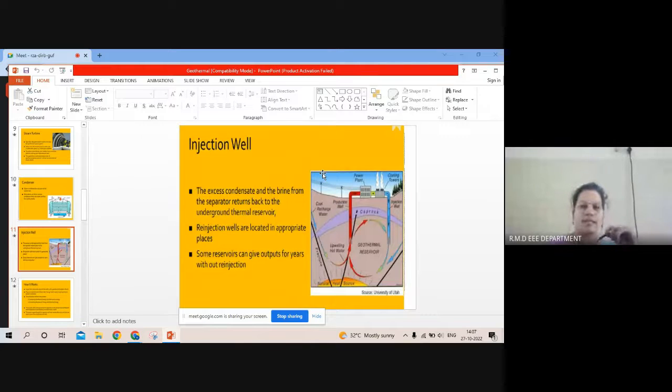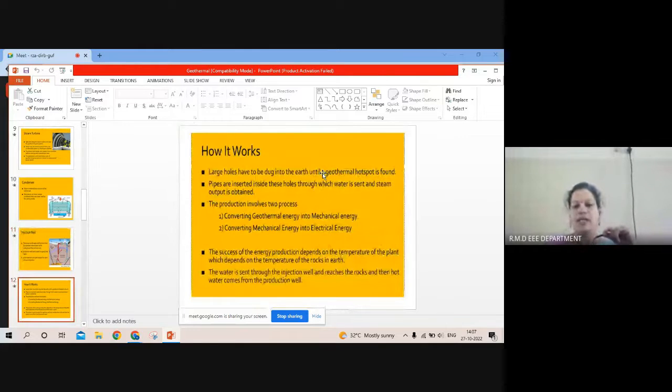Then next comes the injection well. The excess condensate and the brine from the separator come back to the underground thermal reservoir. If we locate the re-injection wells in appropriate places, the same thing can be used for some more years without any requirement for further addition of units. And let me give a general outline of how these geothermal power plants work.